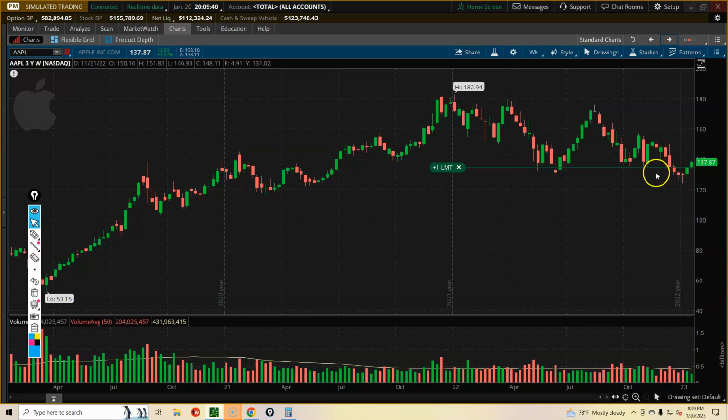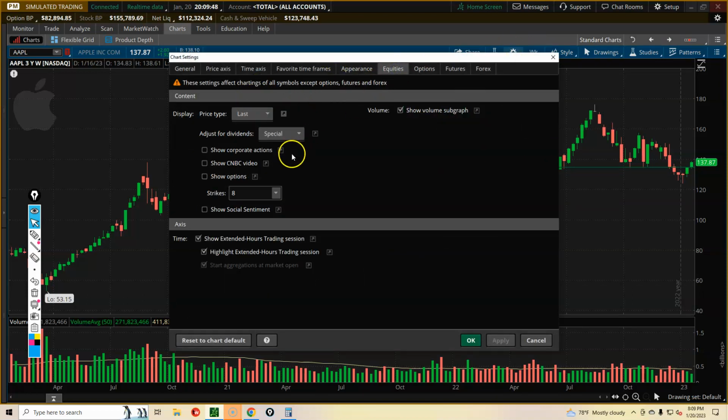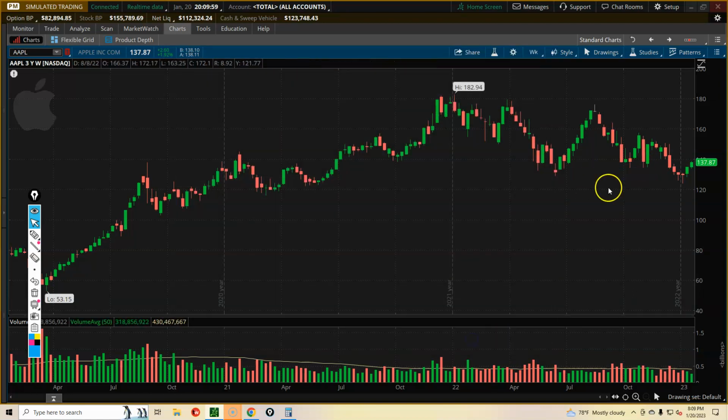So for the weekly, I want to take that off. Hold on one second. Over here, click equities. What am I looking for? Maybe it's under general. Show orders. I want to take that off. Okay, so I remove that. I want to have a cleaner view here.